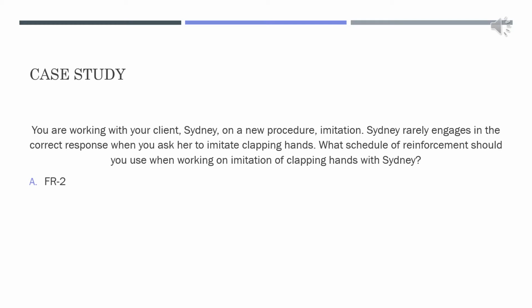A, an FR2 schedule; B, a VR2 schedule; C, an FR1 schedule; or D, a VI 2 seconds schedule. I'll give you guys a moment to look over the answers and determine what you think is correct.